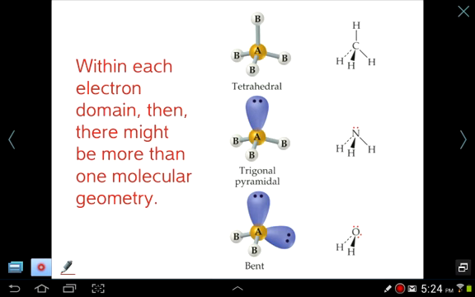For example, if all of the outside positions are atoms bonded to the central atom, then we'll call this tetrahedral. If one of them is an empty pair, we'll call it trigonal pyramidal. If 2 of them are empty, we'll call it bent. But notice all of them are based on 4 electron domains around the central atom. And these are 3 examples of possible molecules. This is methane, ammonia, and good old H2O.